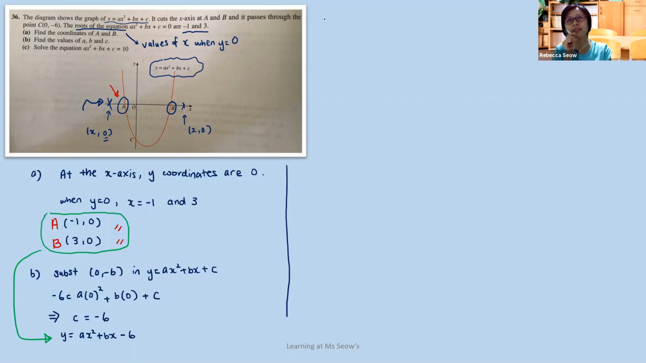So let's substitute the coordinates of A, which is (-1, 0), into y equals ax squared plus bx minus 6. Okay, so we will have this.